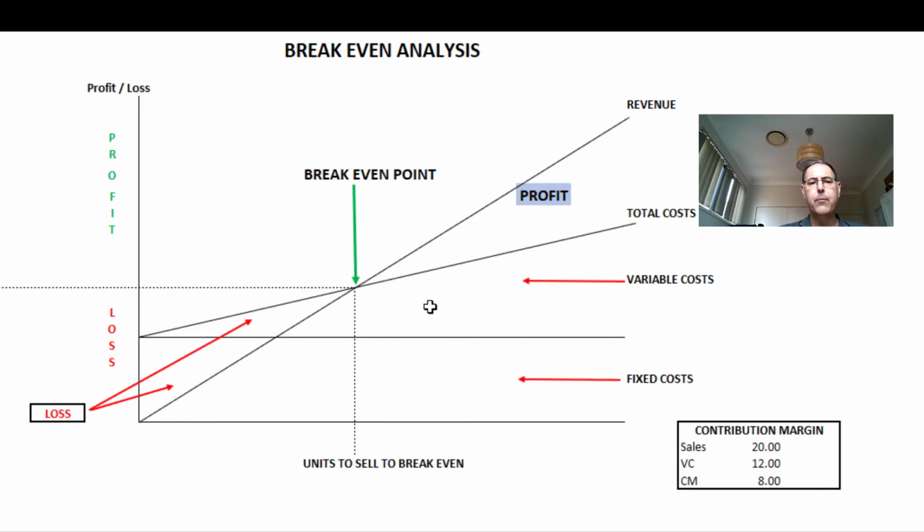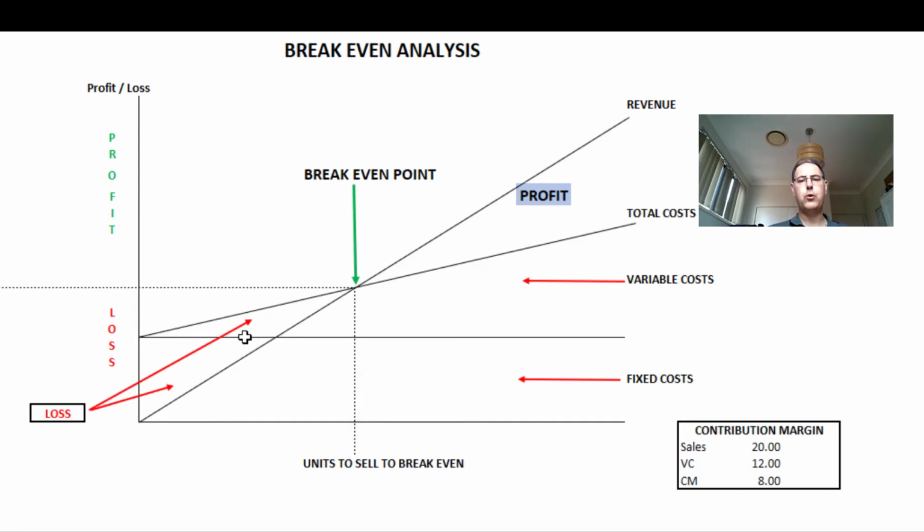And as you can see, the break-even point is basically where your revenue matches your total cost. This is really important because once you know this, then you know how many units you need to sell to break even. And then anything you sell above this is pure profit. Anything you sell below it means you're making a loss.